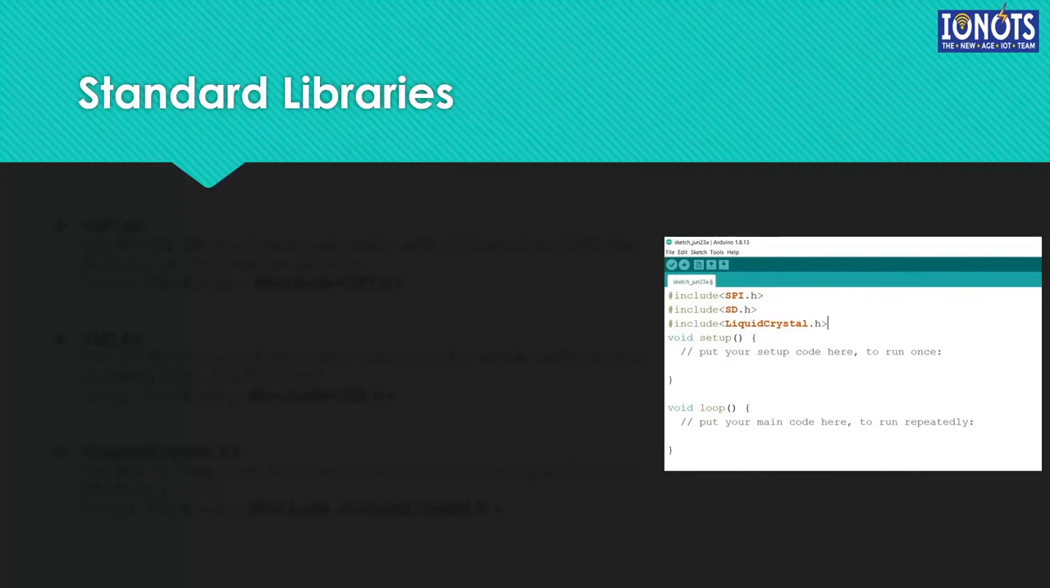So now we'll talk a little bit about what standard libraries are and what the basic libraries are that we need to know in order to program in Arduino IDE. Before moving our discussion specifically to Arduino IDE and related libraries, let us try to understand what a library is.